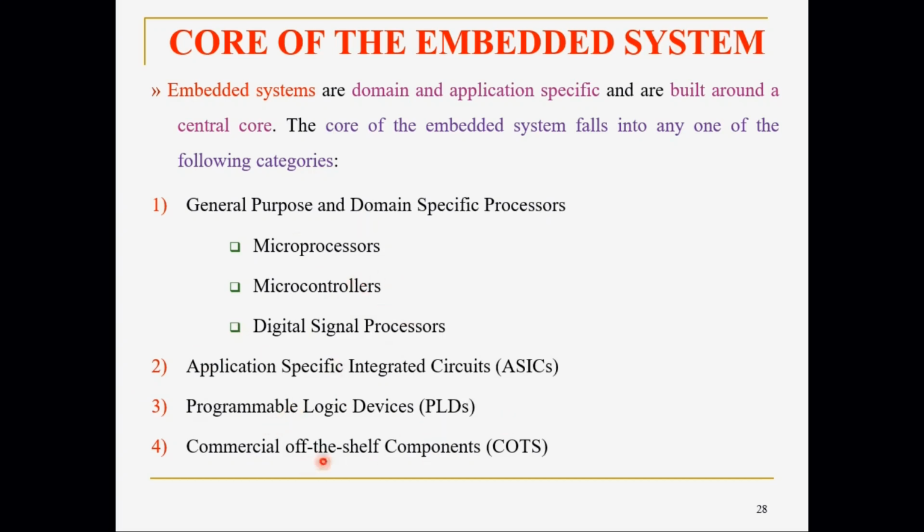Then we can have PLDs and commercial off the shelf components. We'll study all this one by one. Out of these four things, anything can be there inside an embedded system which can work as a core. It depends on which kind of application embedded system you are developing and how complex it is. Based on that, we'll select what should be there inside the embedded system which works as the head of the embedded system, or core.